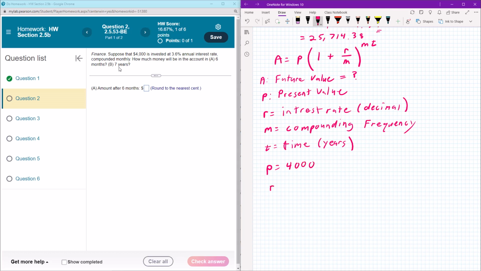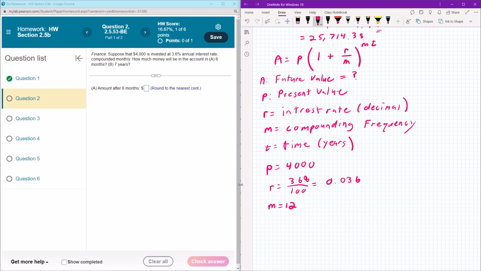The interest rate as a decimal is going to be 3.6% divided by 100, which will give you 0.036. Your compounding frequency, since we're compounding monthly and there are 12 months in the year, is going to be equal to 12. If they give you something like compounded monthly, daily, or weekly, just think about how many days, weeks, or months there are in a year, and you'll be able to figure that out just fine.